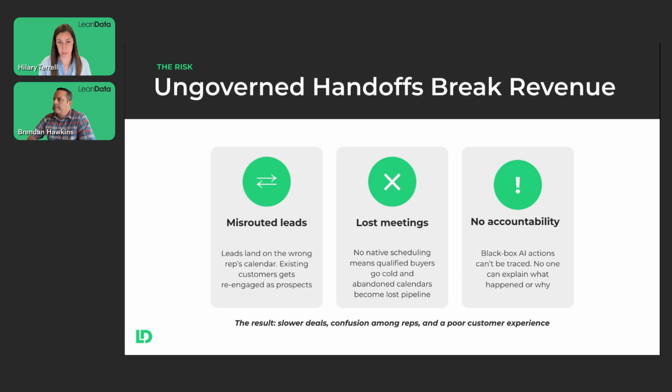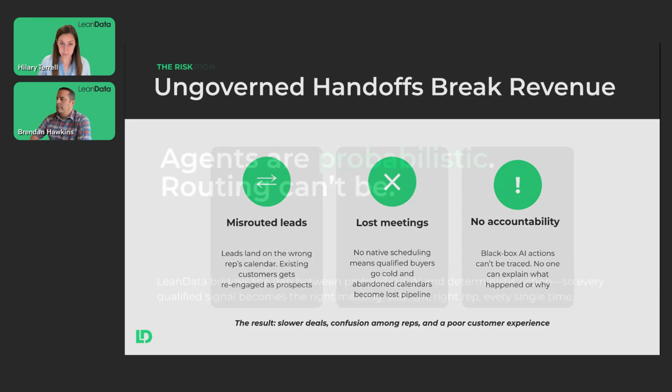Imagine how frustrating that would be. Losing someone at the point of interest and losing meetings that would turn into an opportunity and revenue. And one that we definitely hear come up with our customers is this idea of a black box. People know LeanData for that ability to have a full audit log and governance and auditability, and an AI SDR isn't providing that level of visibility.